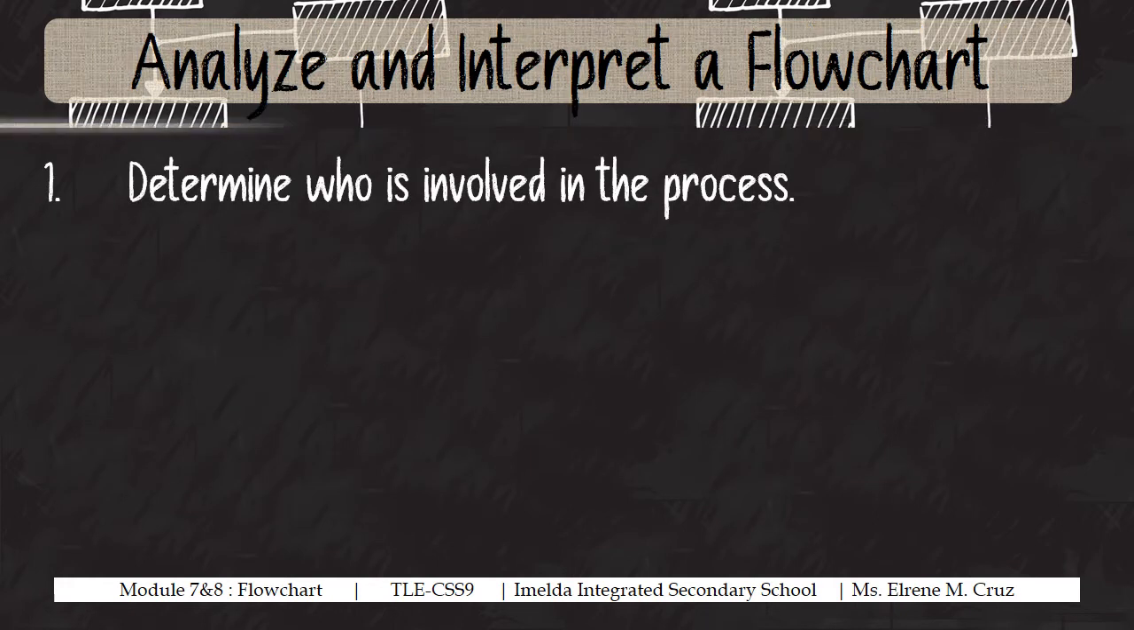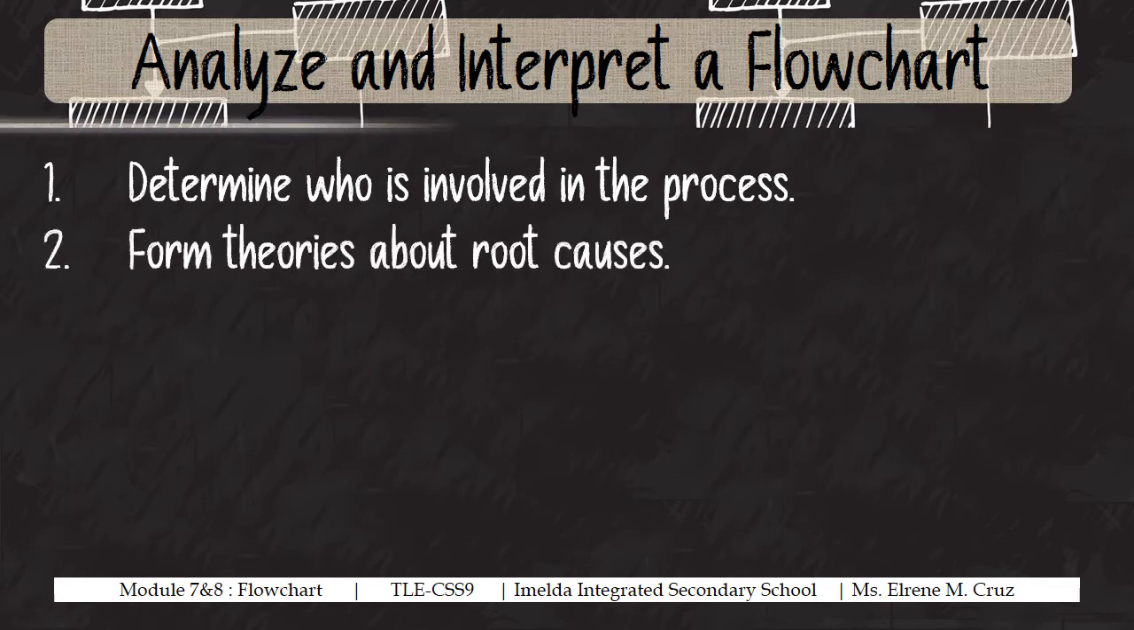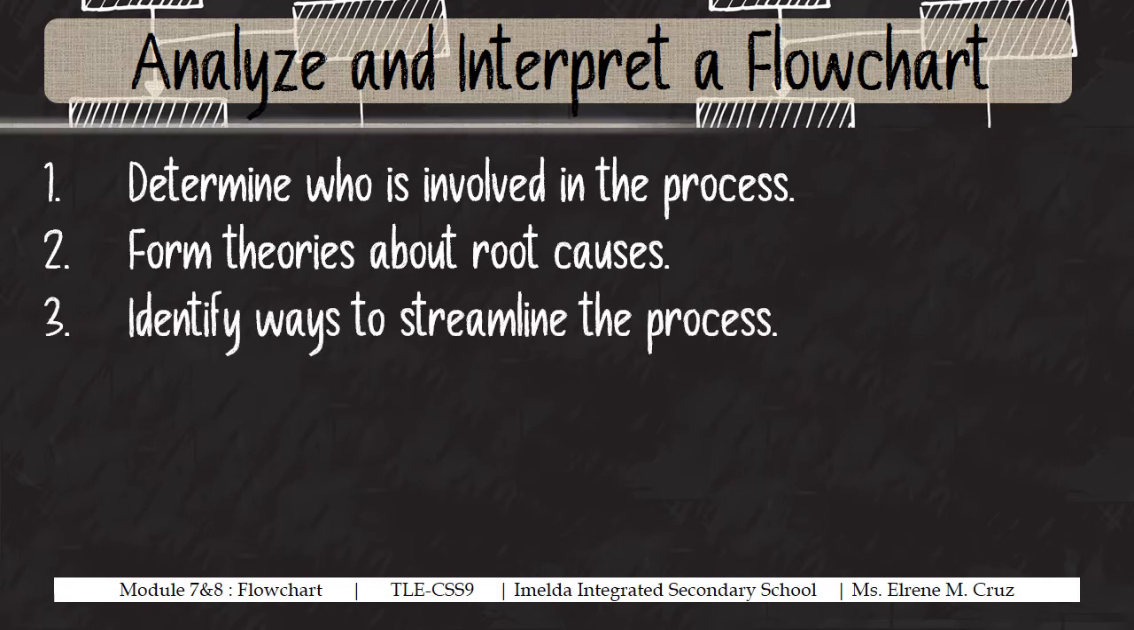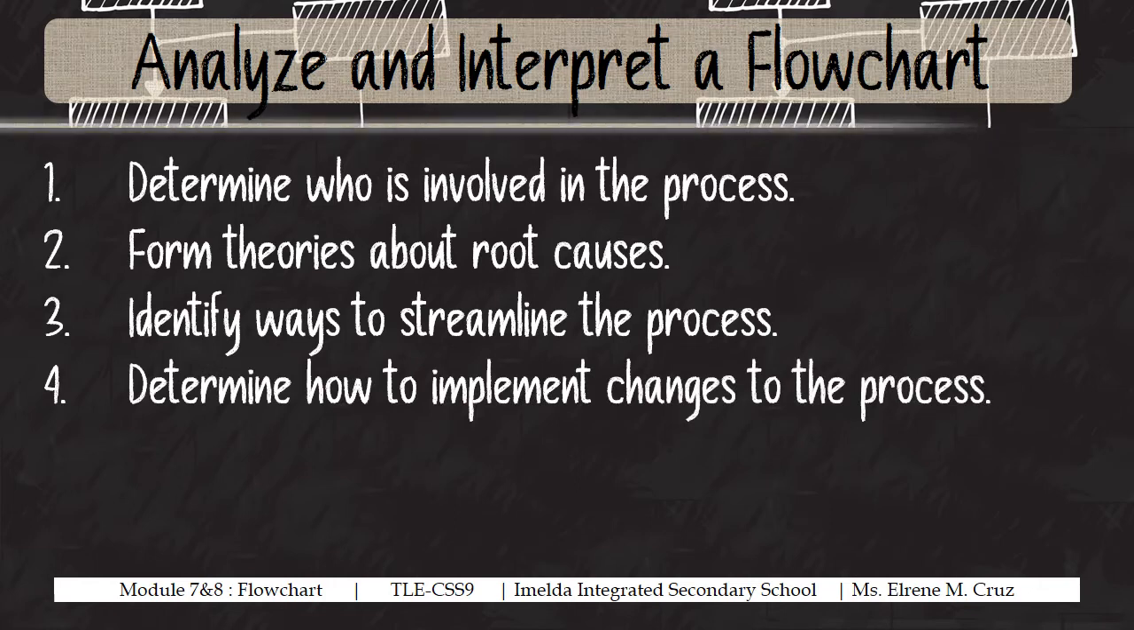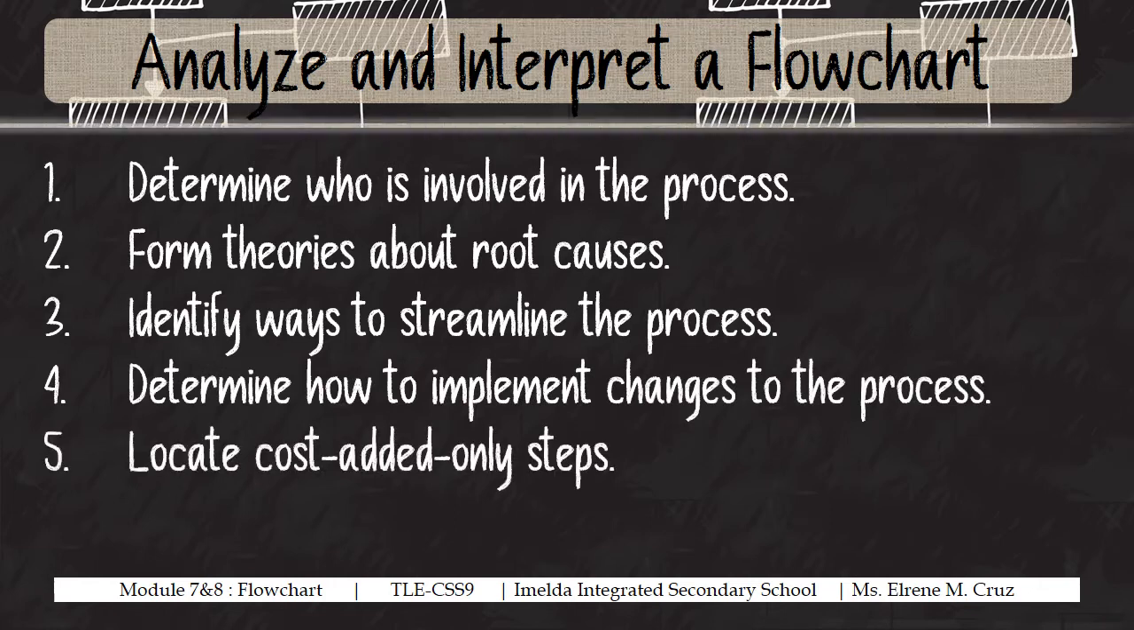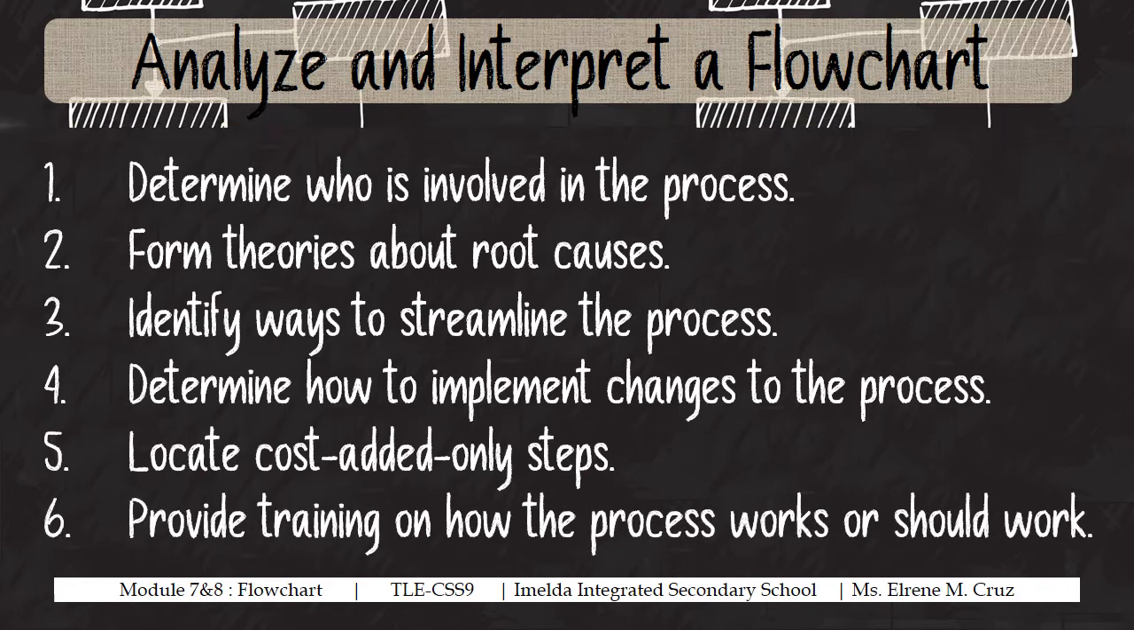Analyze and interpret a flowchart. First is to determine who is involved in the process. Next is form theories about root causes. Third, identify ways to streamline the process. Fourth, determine how to implement changes to the process. Fifth, locate cost added only steps. And lastly, provide training on how the process works or should work.